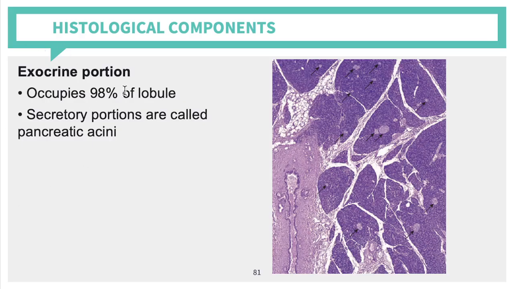Take note, your exocrine, just an overview. Your exocrine portion is 98% of the entire lobule. And the secretory portions are called your pancreatic acini. We term that your pancreatic acini.